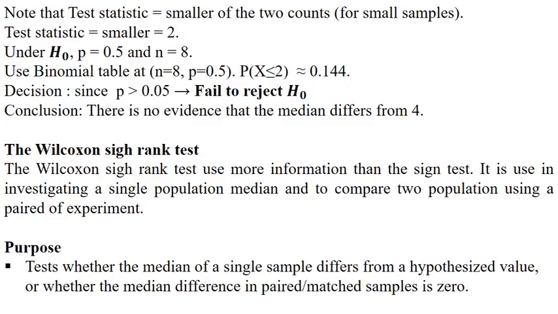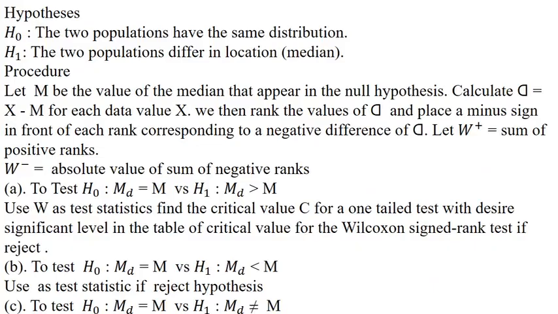The second, another type of non-parametric test, is the Wilcoxon signed rank test. The Wilcoxon signed rank test uses more information than the sign test. It is used in investigating a single population median and to compare two populations using a pair of experiments. Purpose: we test whether the median of a single sample differs from a hypothesized value, or whether the median difference in paired or matched samples differs.